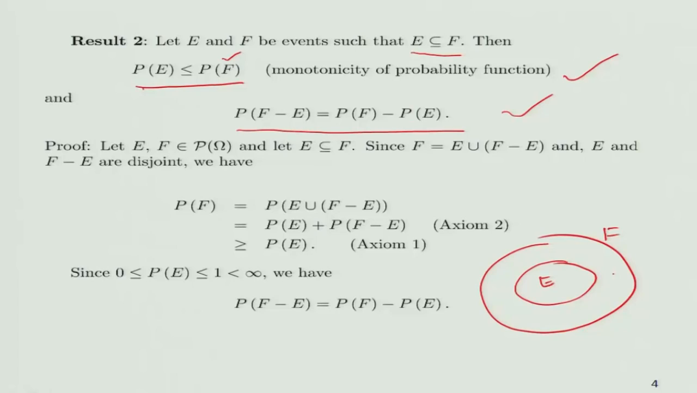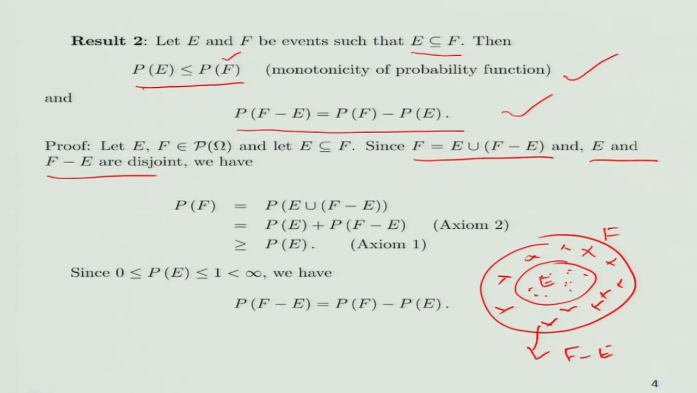E is contained in F, and F minus E is this portion. So this is F minus E. Now I can write F as E union, this is E, and I take its union with F minus E. If I do that, I get the whole of F. One advantage of doing that is E and F minus E are disjoint. So you can see this is E, this is F minus E, they are disjoint. So probability of F is the same as probability of E union F minus E, but E and F minus E are disjoint.